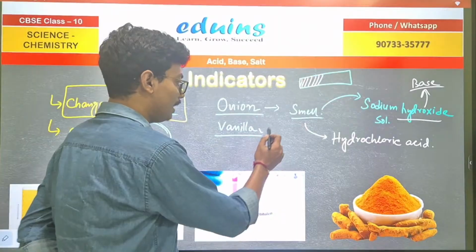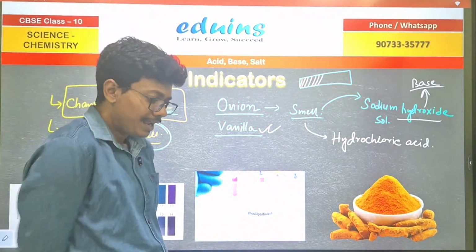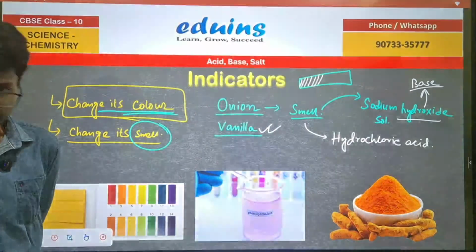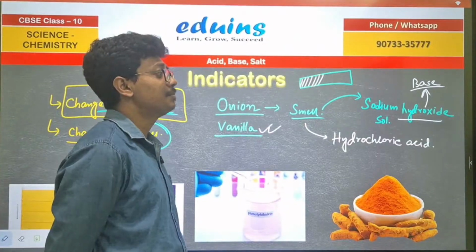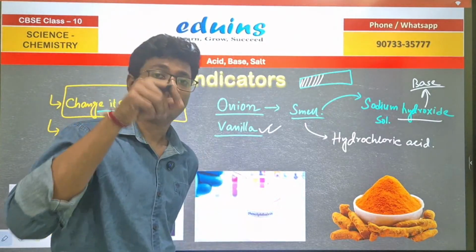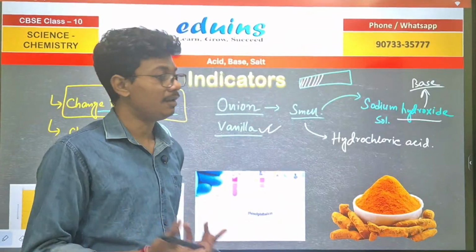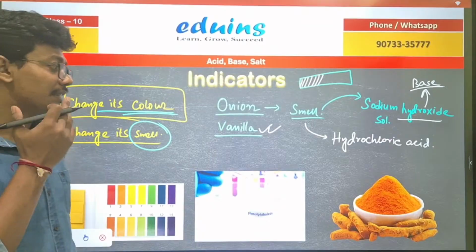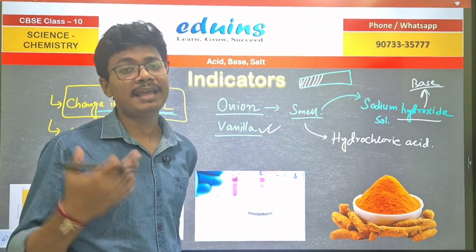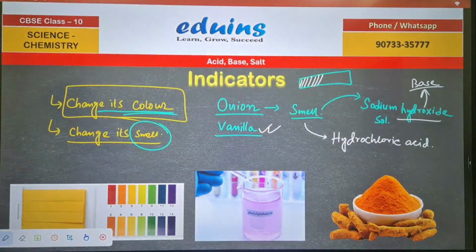In case of vanilla, this is also the same. Vanilla has a very soothing smell, right? But when a base is added to the vanilla, it will destroy its smell. But in case of acid, it will not destroy its smell. That's how we can identify the acid and base. Clear? Clear to everyone?